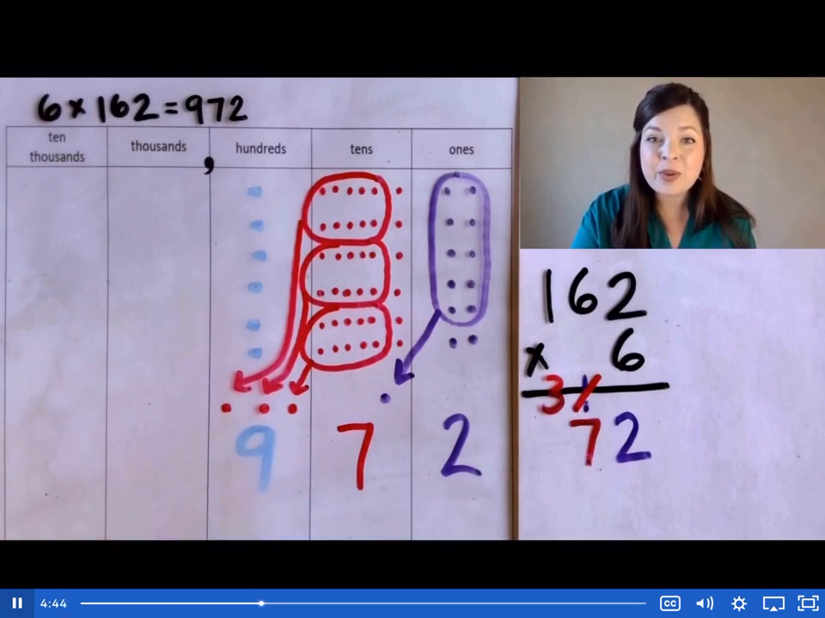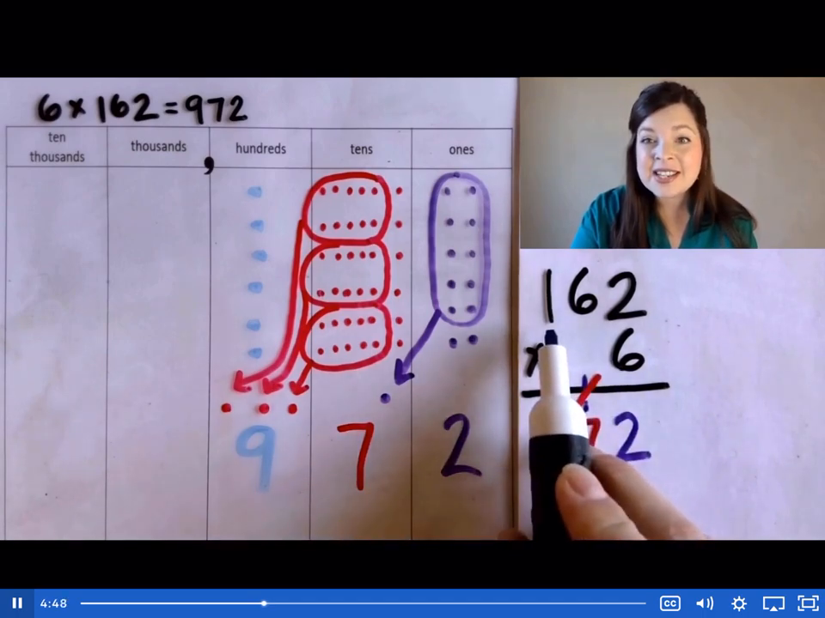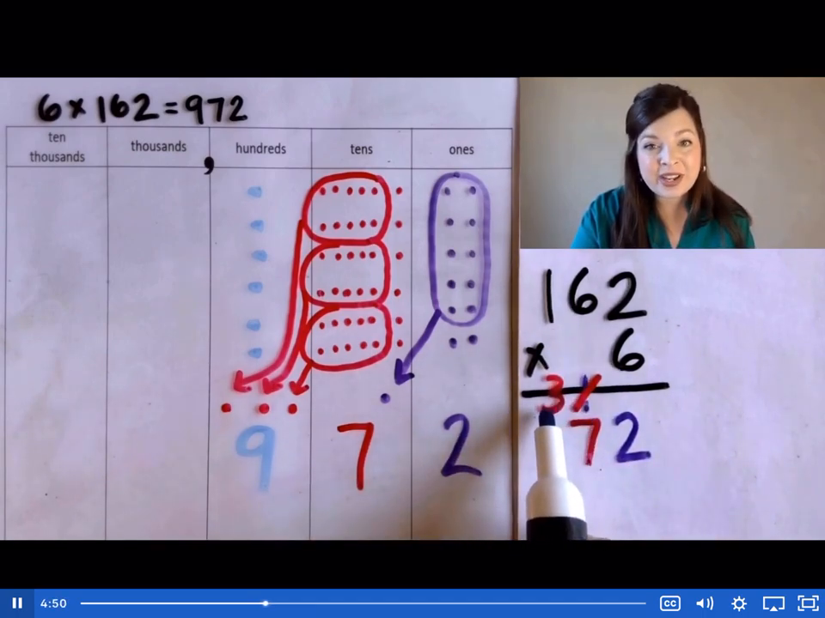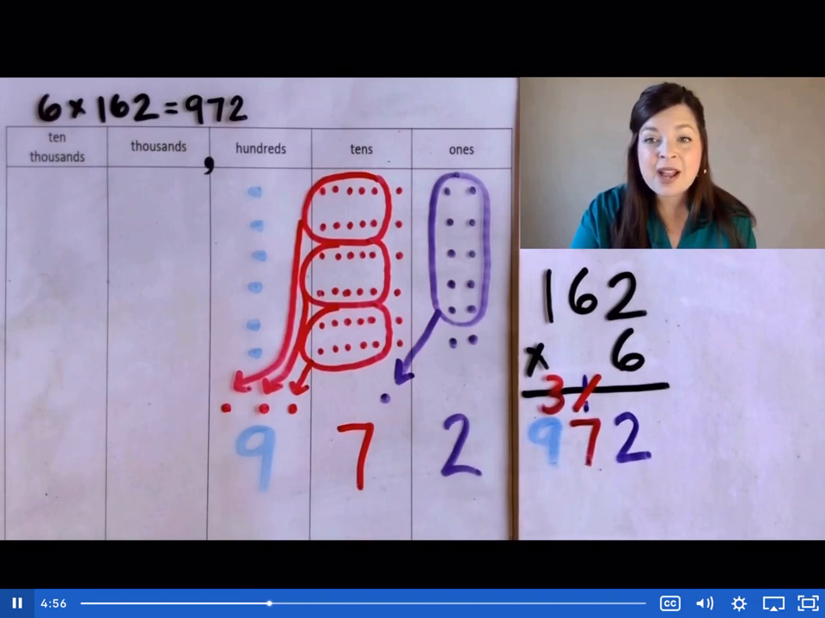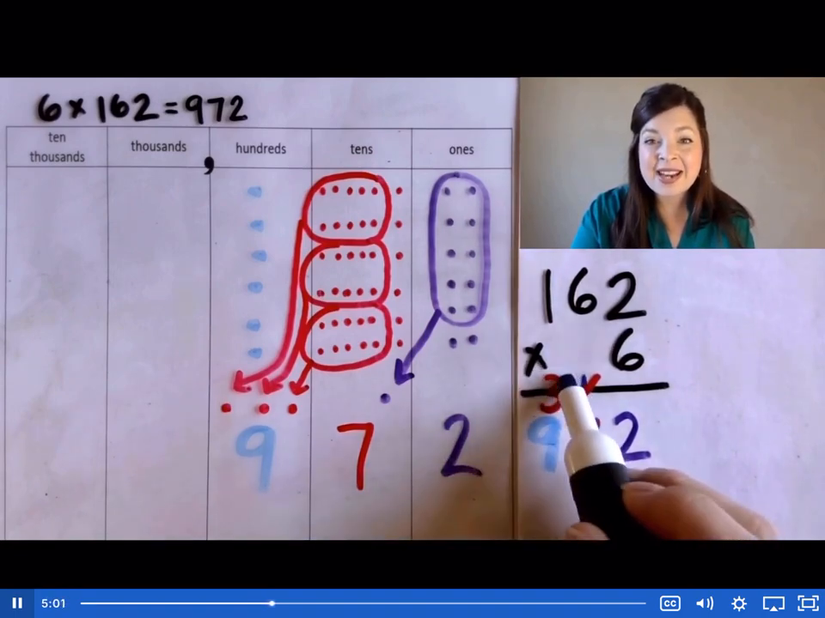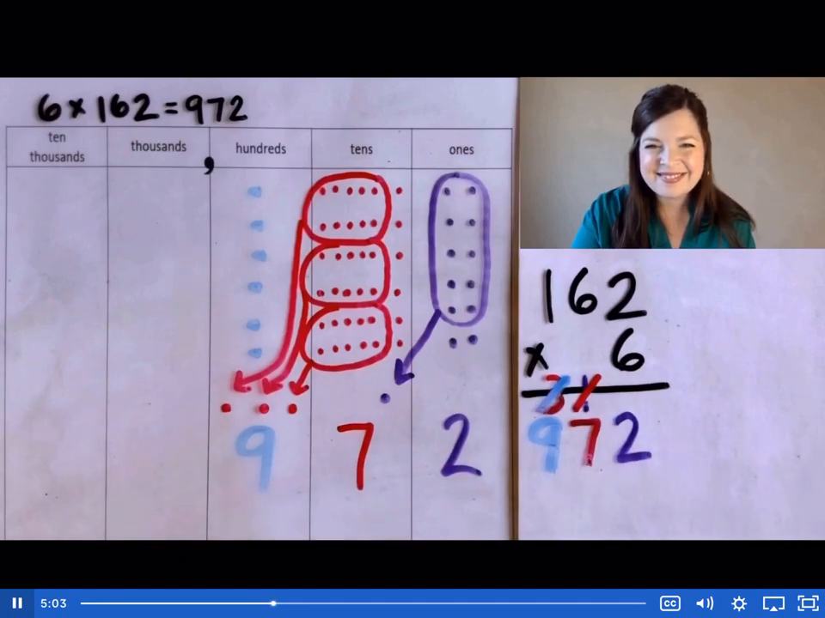In the algorithm, we can record it like this. 6 groups of 100 is 6 hundreds, plus these 3 hundreds that we regrouped from the tens is 9 hundreds. Since we have no other numbers to multiply, we can just write down the 9 in the product and cross off the 3 since we added it in already. So what's the product? 972. Does it match what we got in the place value chart? It sure does.